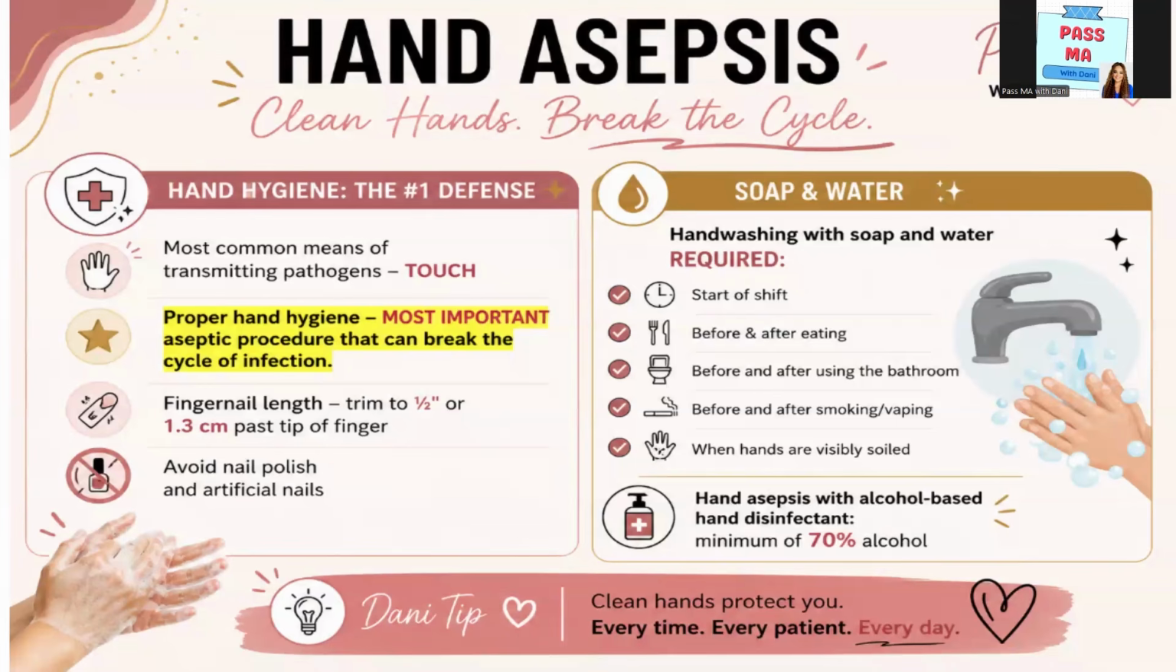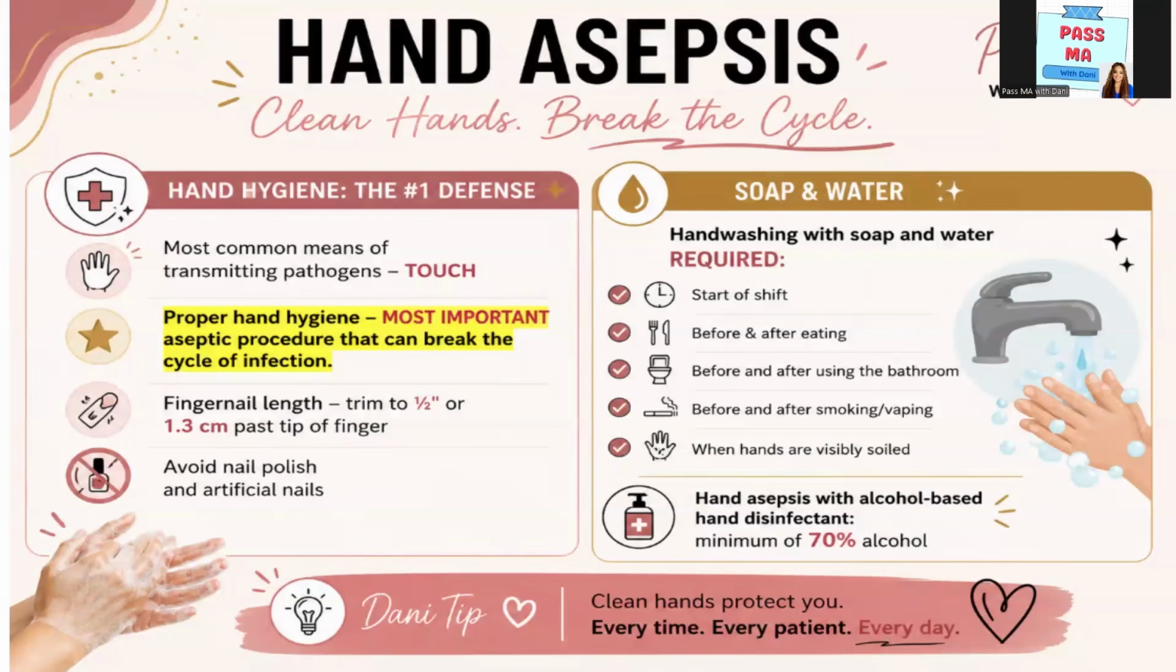Now, when it comes to washing your hands with soap and water, there are specific times when it's required. At the very start, okay? Make sure that you guys are also washing your hands, not only before you eat, but also after you eat. Before and after using the restroom is so important. Before you use the restroom to protect yourself, after using the restroom to protect your patient, before and after smoking or vaping, and anytime that your hands are actually visibly soiled. Now, if your hands look dirty, at this point, hand sanitizer is not going to be enough. You actually need to use soap and water.